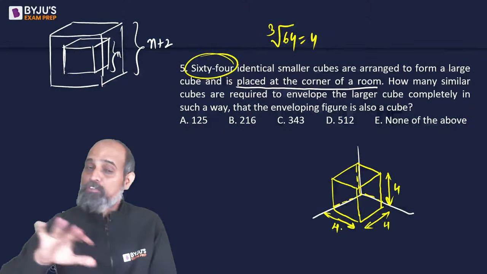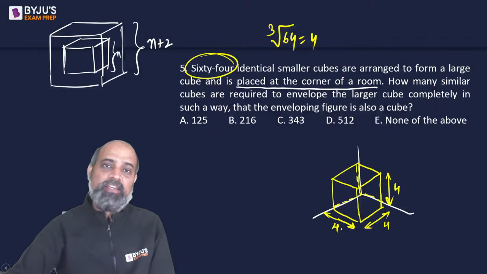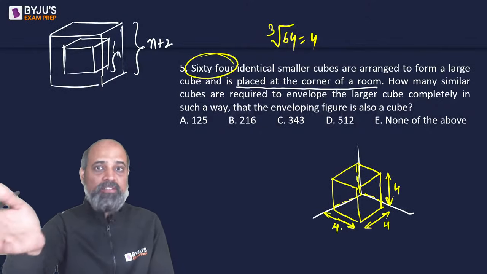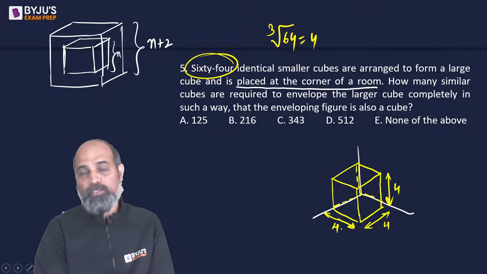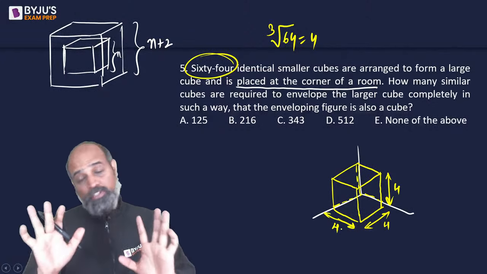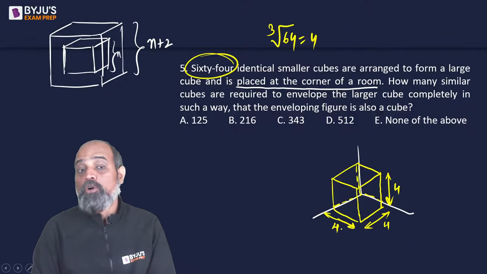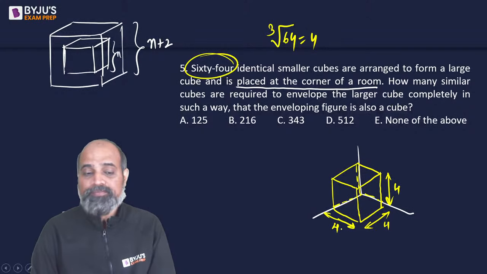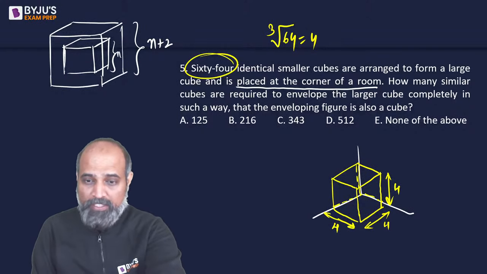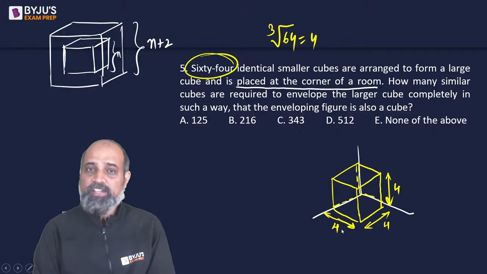Now if I want to envelop it, I cannot envelop the 2 faces behind and the bottom face because they are placed along the wall or the floor. So I have to cover 3 faces. So how many more cubes are required in this case? Okay, so I hope the figure is now clear. Rahul says 200. Anyone else?